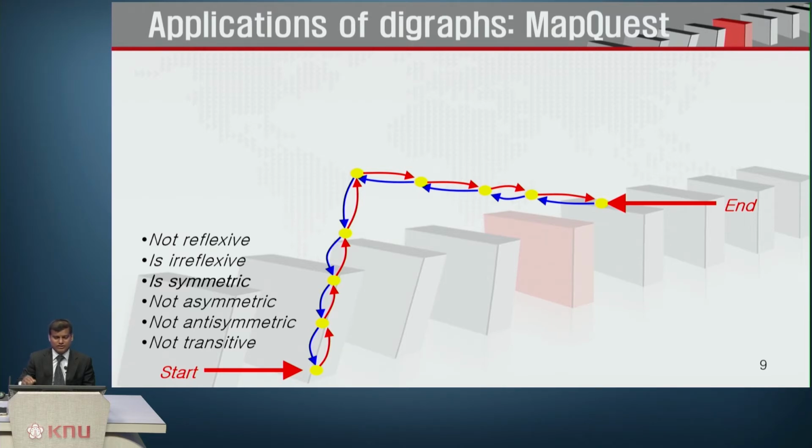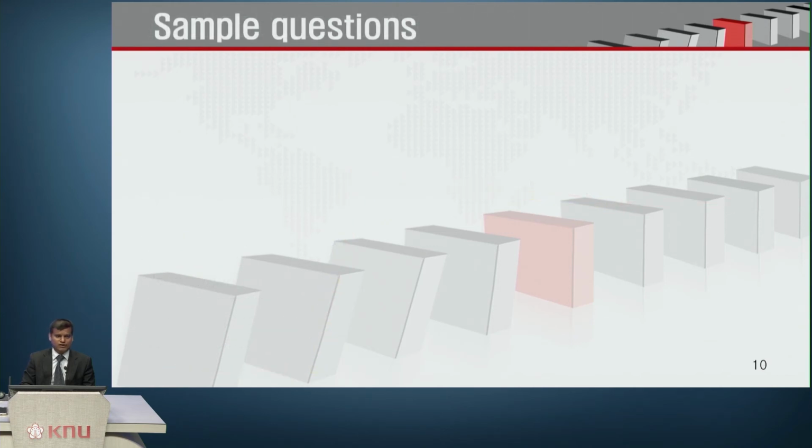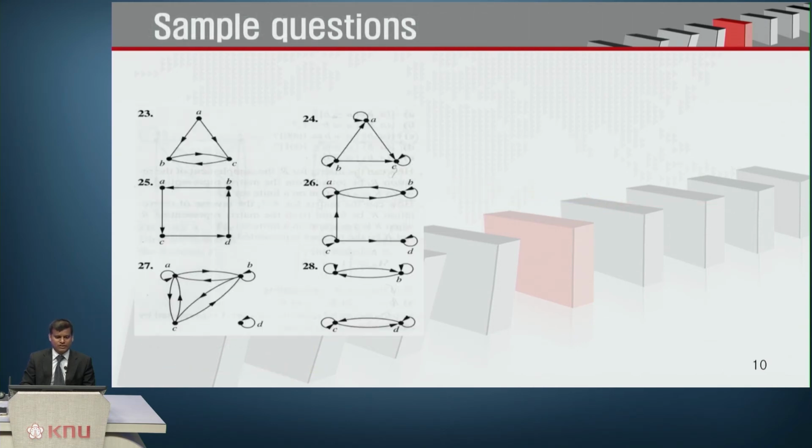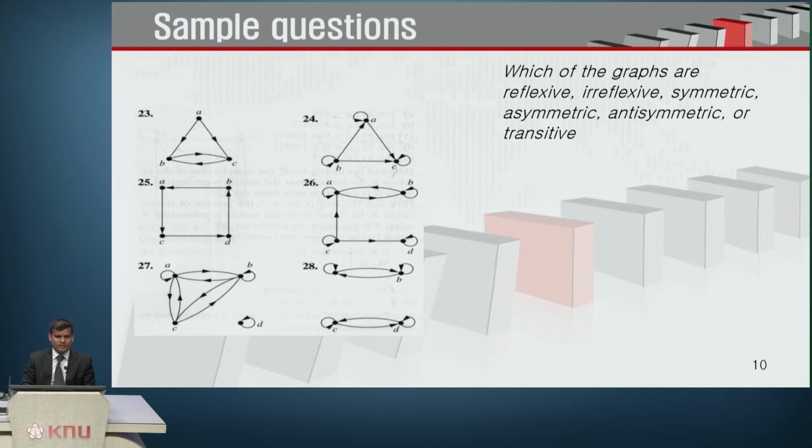It's symmetric. You can see whenever A is equal to B, then B is equal to A. So that is symmetric. It is not asymmetric, it is not antisymmetric, and it is not transitive. Likewise, on looking at a map you can see what kind of property it establishes. So we have sample questions here for you to look at these graphs.